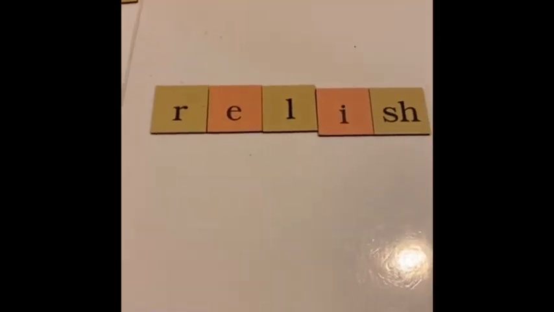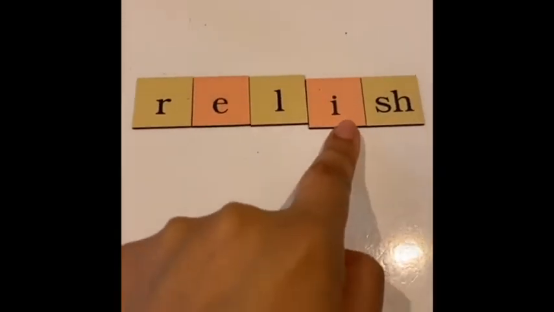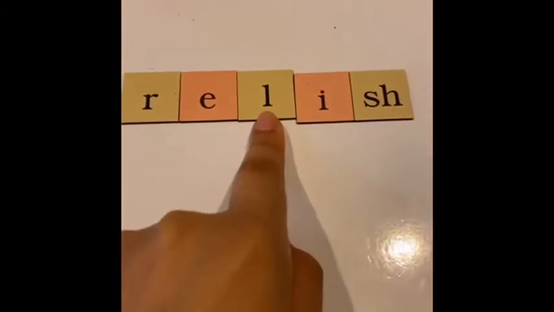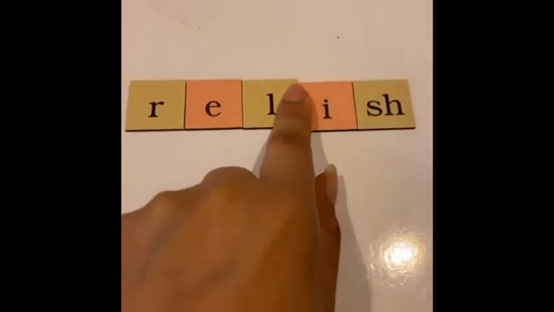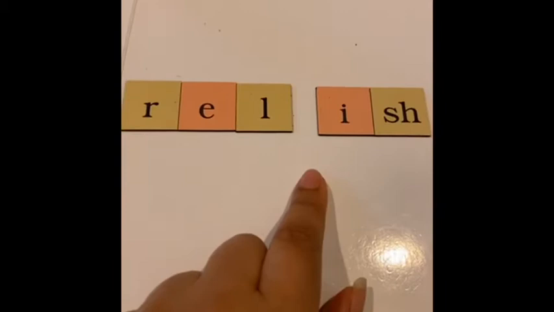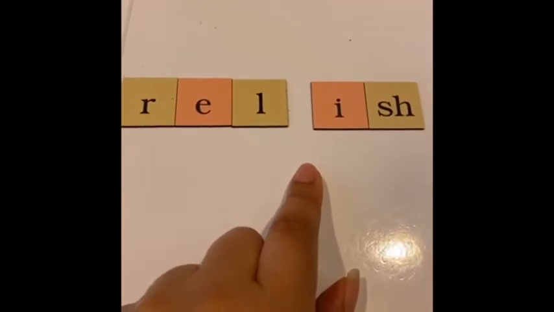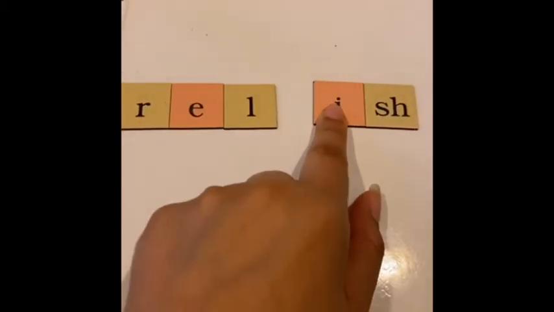Identify the vowels. There's one consonant in between the vowels. I'm going to get my first part by closing in my first syllable. And there's my second syllable. Relish.